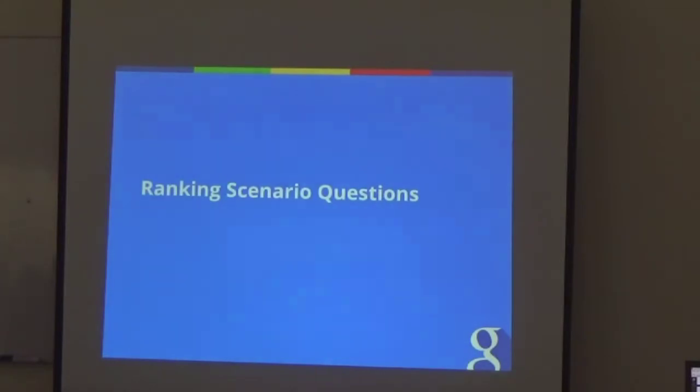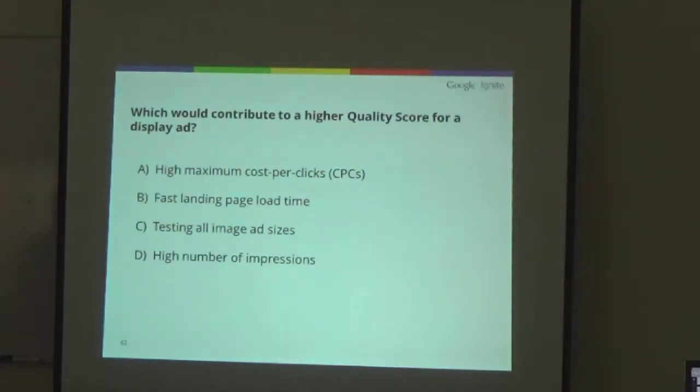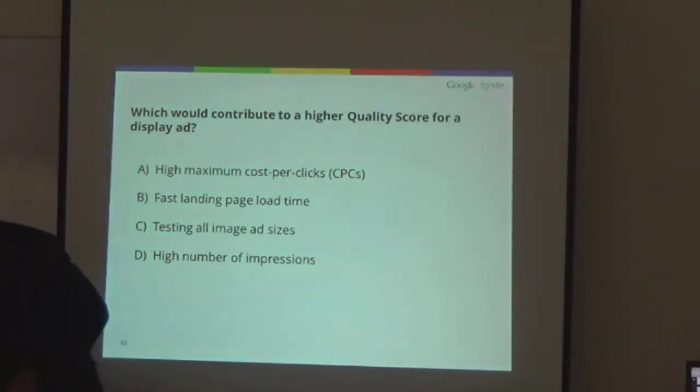Some ranking scenario questions, very short for ranking here, but I want to dive into these questions. Now, which will contribute a higher quality score of a display ad? Quality score for a display ad. A, high max CPC, true, false? False, okay? Because I already mentioned, in display, quality score is not about how much you're willing to pay for a keyword, because there are many other choices or target options that you have.